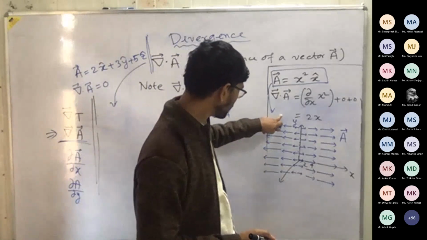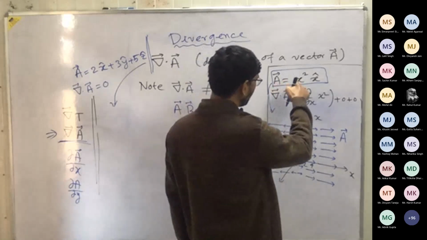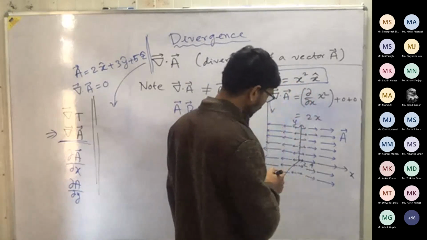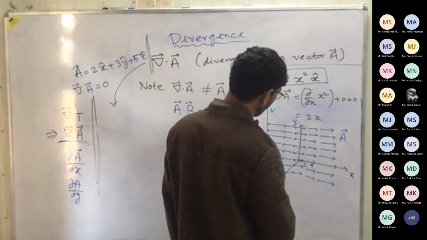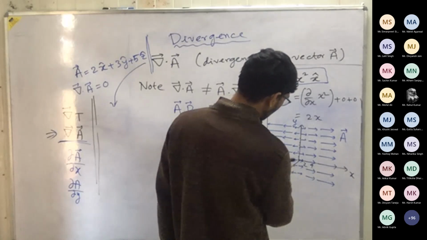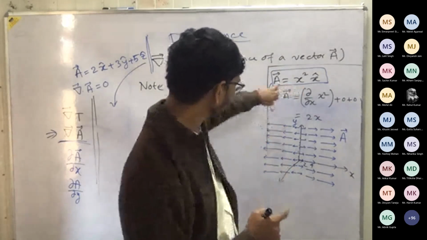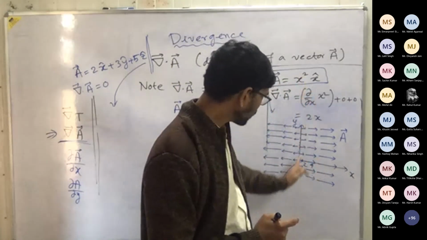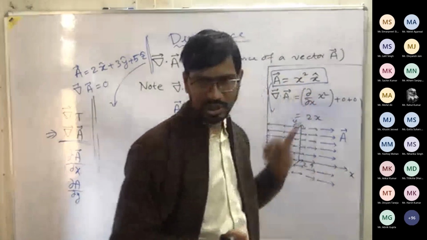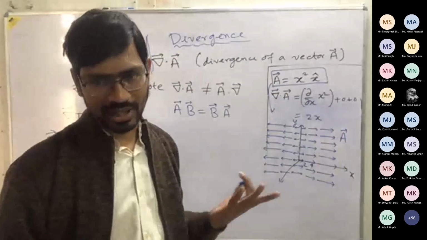So yesterday I was taking this example, A equal to x square x cap, and if you plot that, the arrows represent the vector A at different x values. Obviously at x equal to 0, the value is 0, so it becomes a null vector.